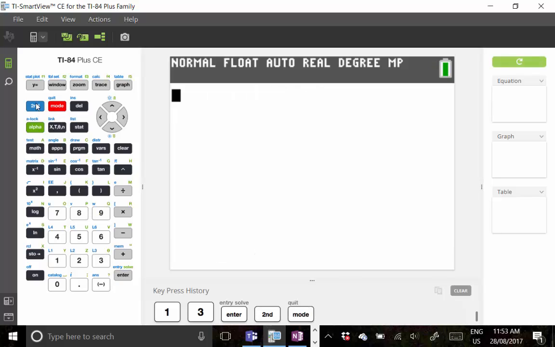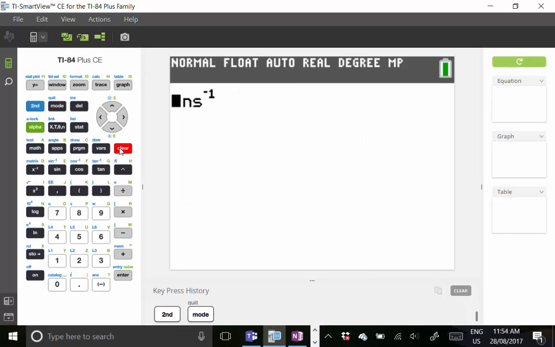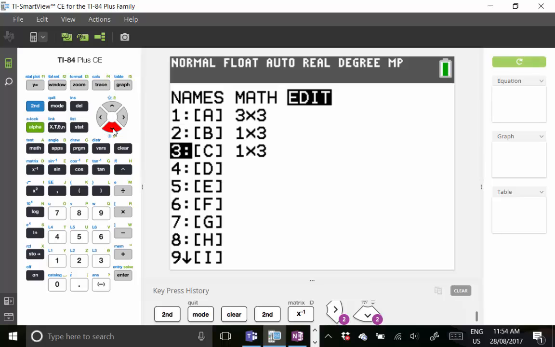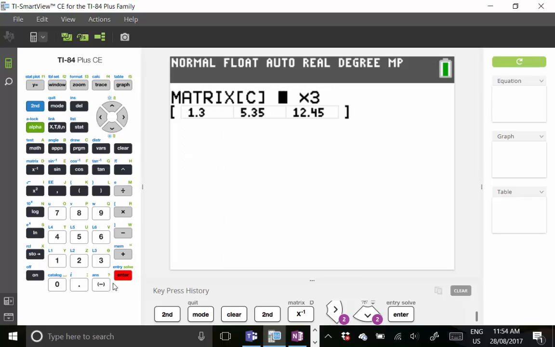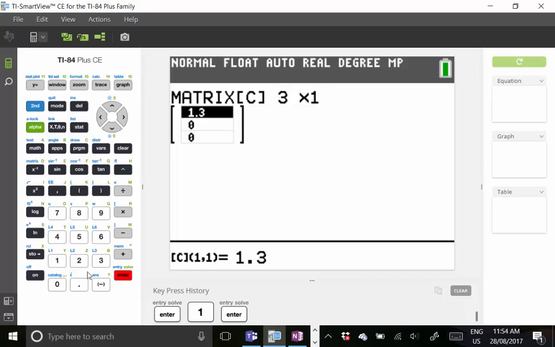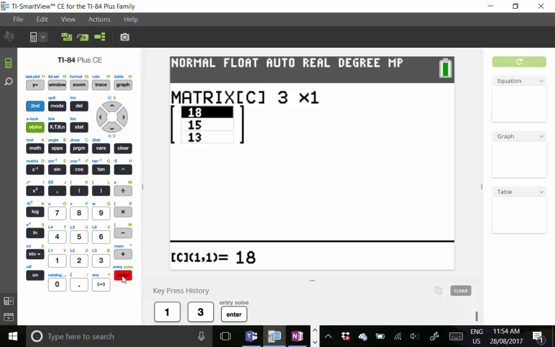Then we're going to quit out of there. We'll come back to matrices again. Quit. Just clear that. Come back to your matrices again, and we're going to edit number 3 or C, and make that a 3 by 1 matrix C. Enter, and then it's again 18, 15, and 13. So that's what we've got, and we have to do the 2 calculations.